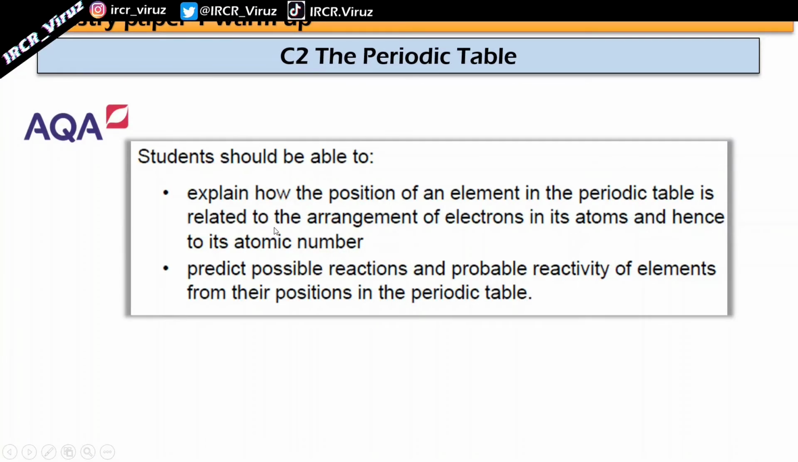Okay, now having said that, AQA says that students should be able to explain how the position of the elements in the periodic table is related to the arrangement of electrons in its atoms and hence to its atomic number, and predict the possible reactions and possible reactivity of elements from their positions in the periodic table.